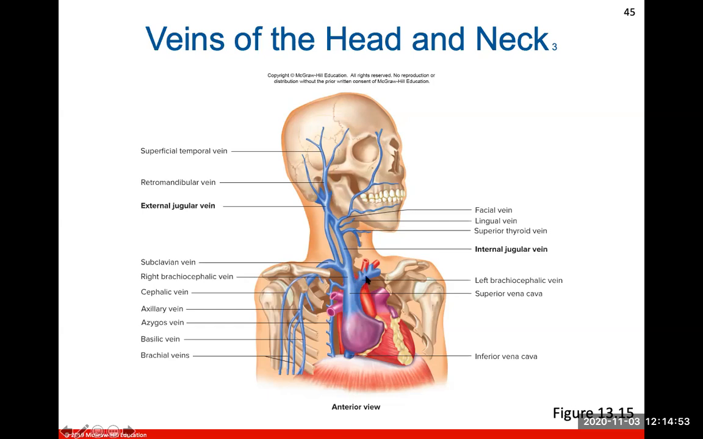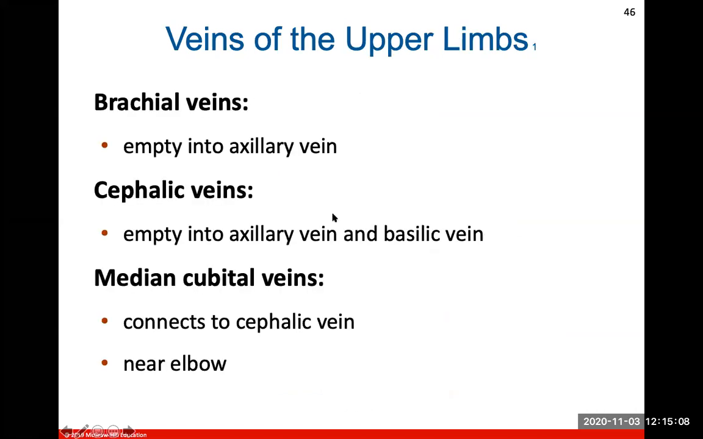And then we can see as an example how the right brachiocephalic vein will branch into the subclavian vein, which drains blood from the upper limbs. And then the internal and external jugular veins will go up to the head and neck region.